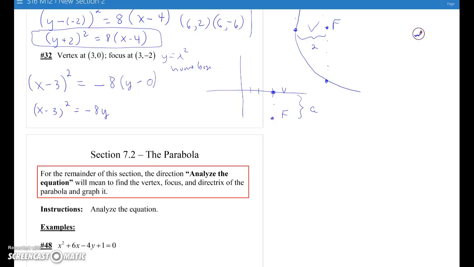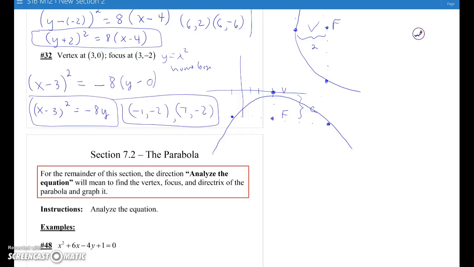So then at the focus, we know the focal diameter is 8. So 4a is 8, so it's 8 wide. So we're going to go 1, 2, 3, 4 to the left, 1, 2, 3, 4 to the right to find the points that define the latus rectum. So then I can read them off my graph. (-1, -2) and 1, 2, 3, 4, 5, 6, 7, so (7, -2). So those are my 2 points that define the latus rectum. Here's my equation and my graph.